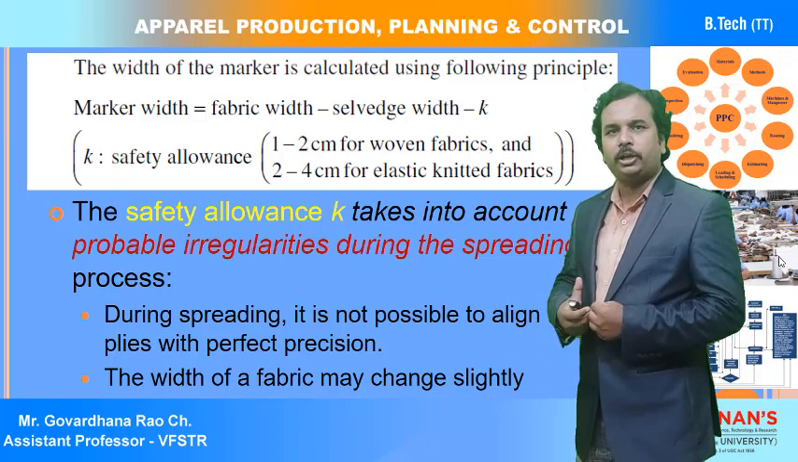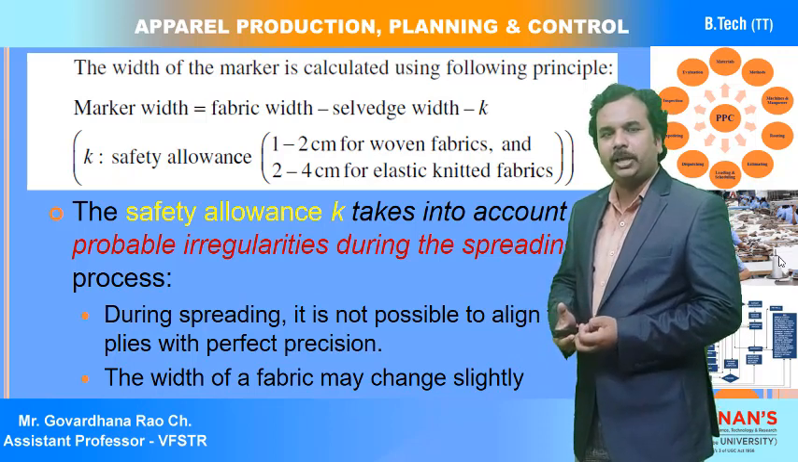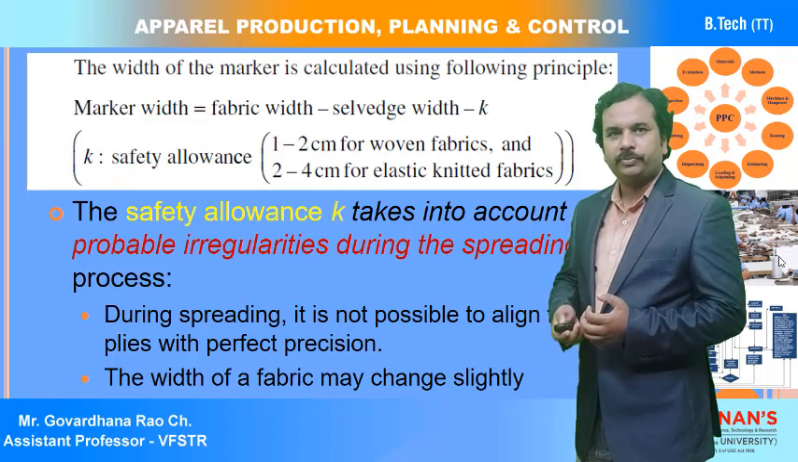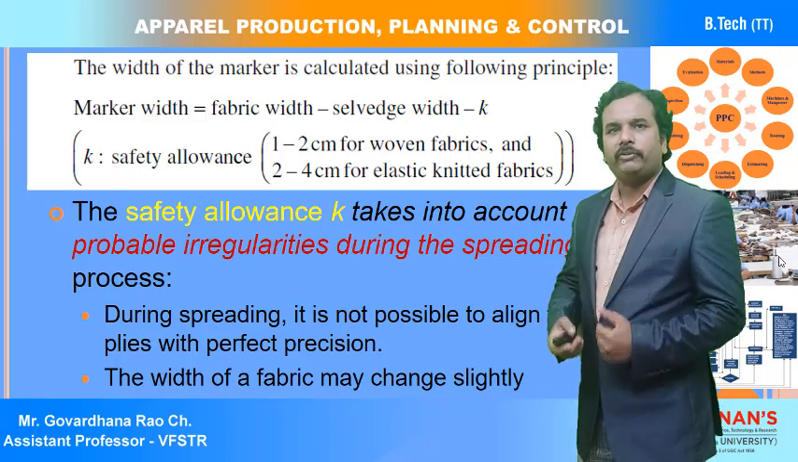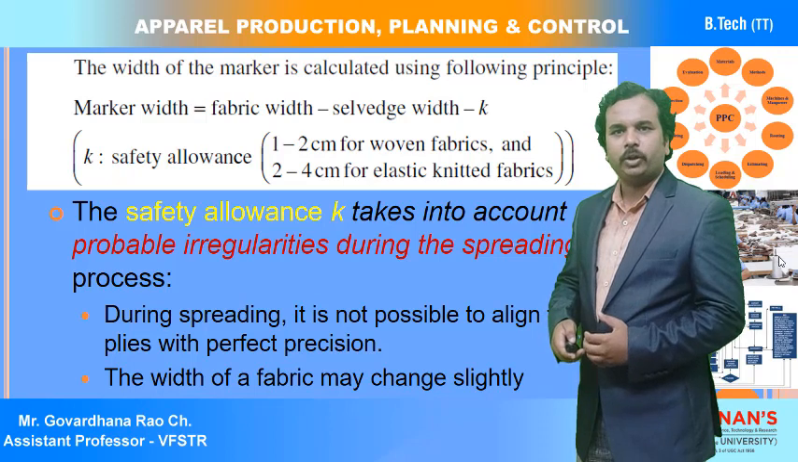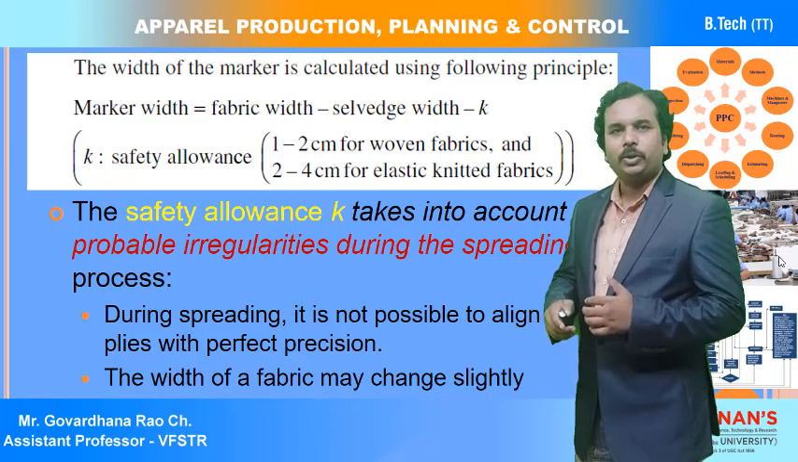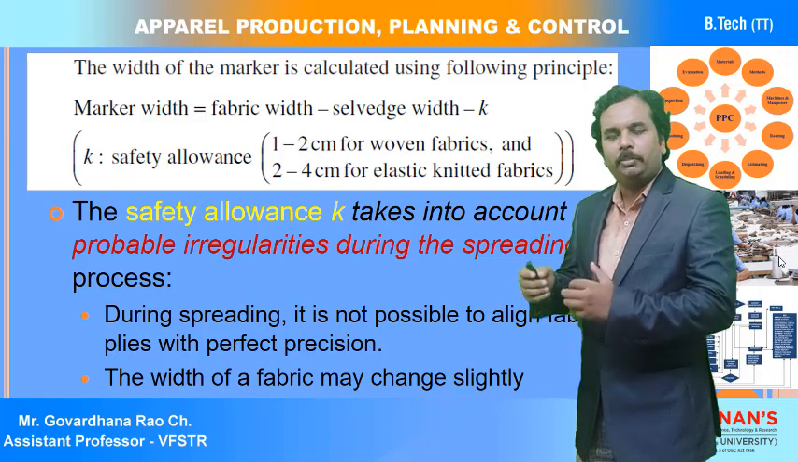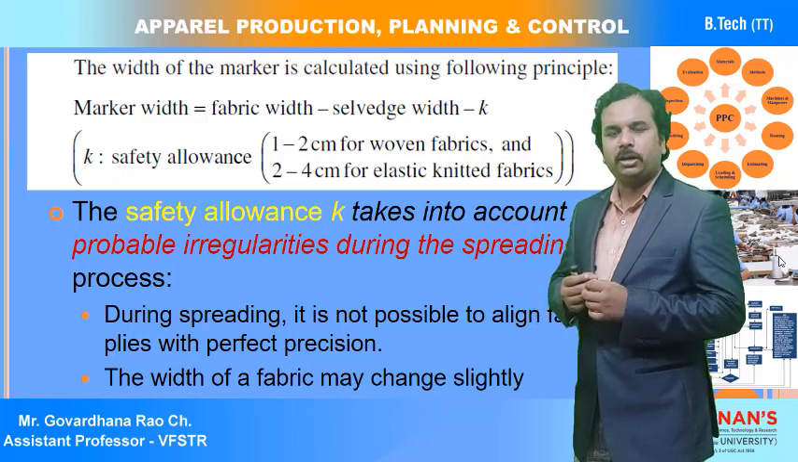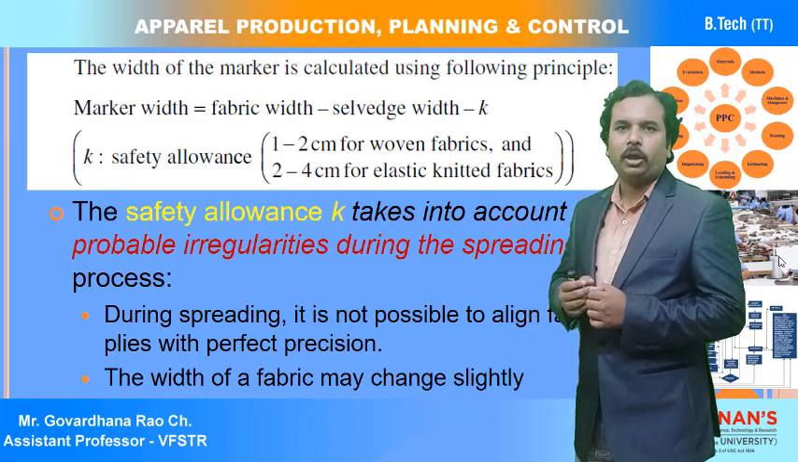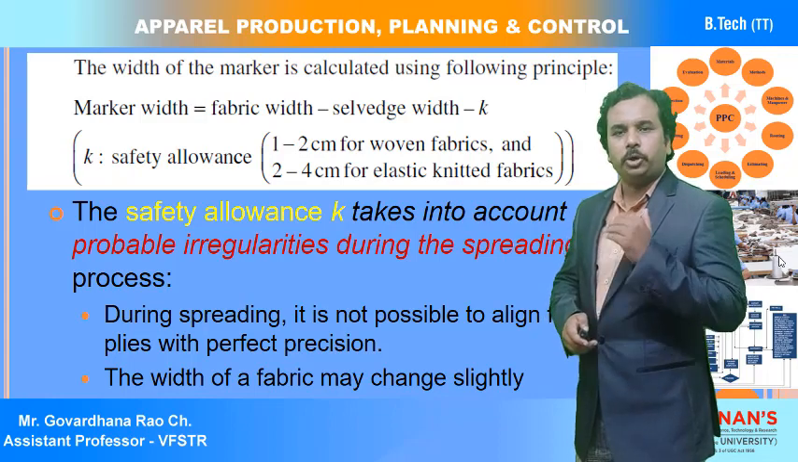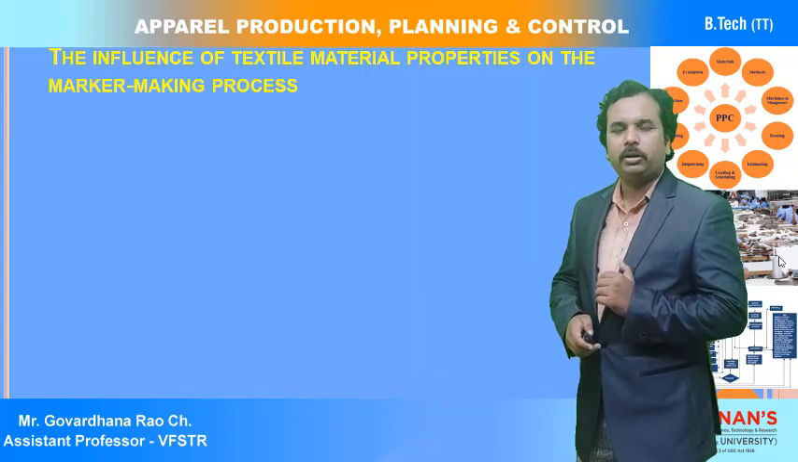During spreading, it is not possible to align the fabric plies with perfect precision, and the width of the fabric may also change slightly. So that is why we keep a small allowance of the fabric. After that we are going to place the marker and cutting can be done.